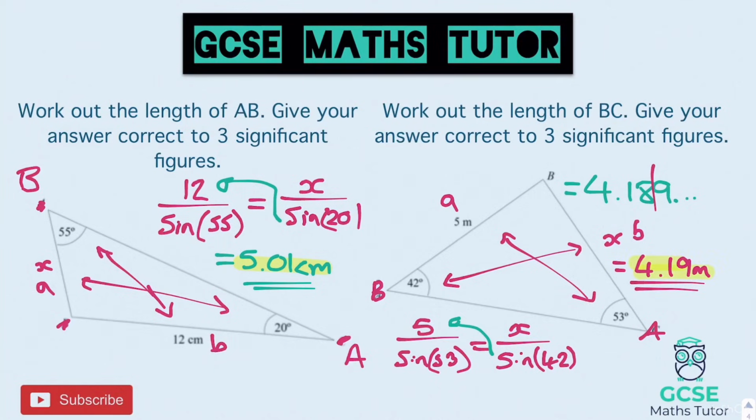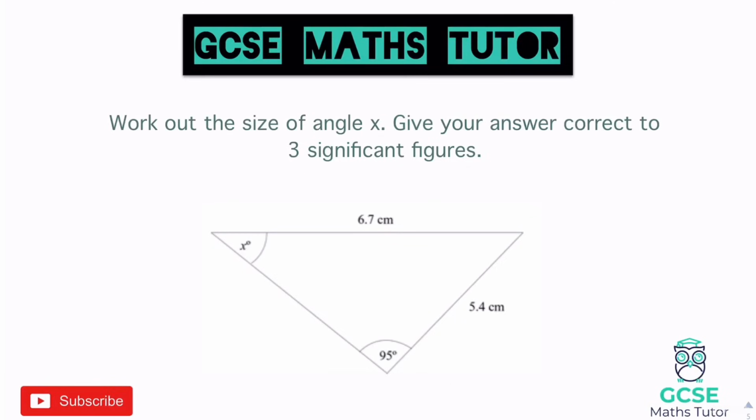There we go. Right, so moving on to the next part of this topic now, we're going to have a look at finding angles using the sine rule. Okay, so this question says, work out the size of angle x, give your answer correct to 3 significant figures. Now again, just thinking about the question, I know we're finding an angle this time, but we have got this pair of opposites here, and also we've got a pair of opposites over here.